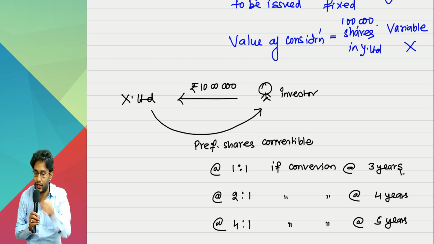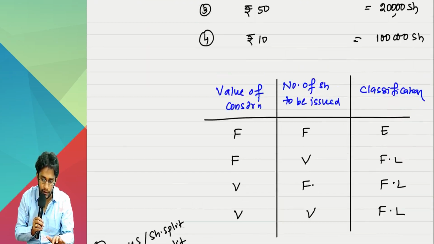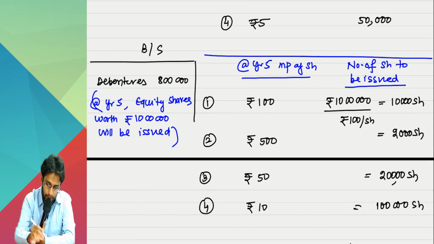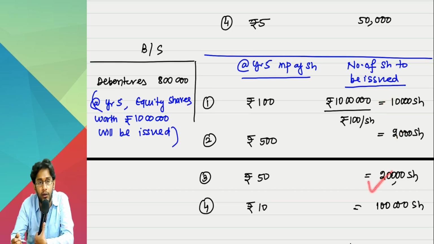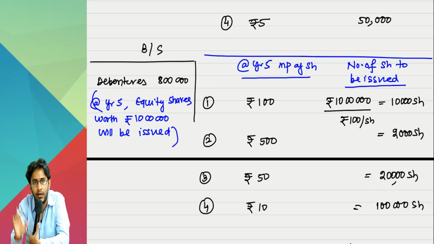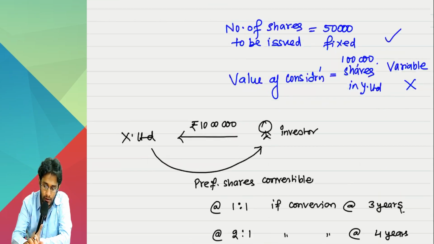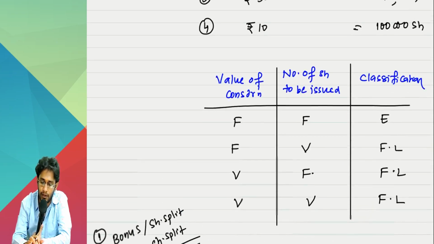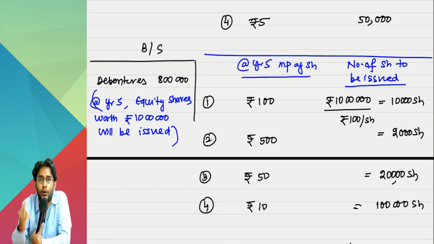Now compare this variability with this variability. You are issuing either 10,000 shares or 2,000 shares or 20,000 shares or 1 lakh shares. This is variable. Here also variability is there, but observe the difference between that variability and this variability. This variability is done purely to protect the return of the investor.